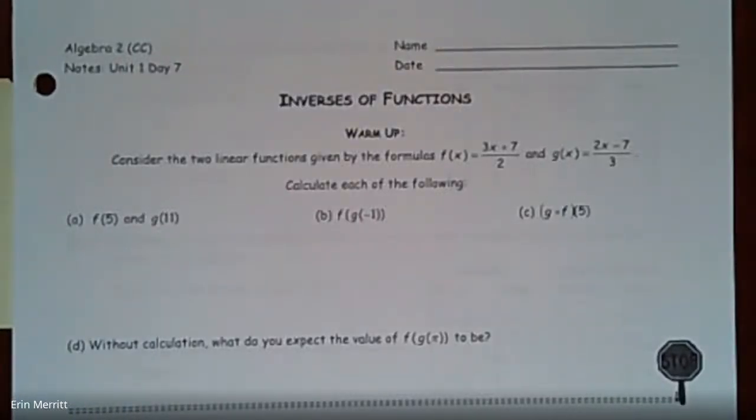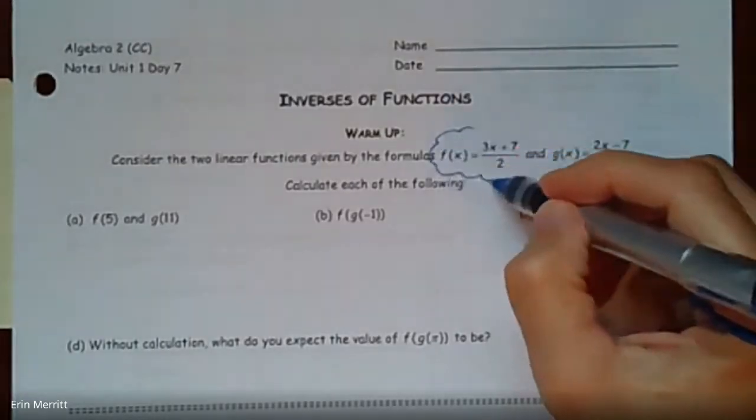Hi guys, day 7 of Unit 1, and we were talking about inverses of functions, which is probably a term you've heard of before. Not sure if you've ever actually calculated one, but it should at least sound somewhat familiar. So our first example kind of shows you what an inverse is. So you have f of x equaling (3x plus 7) over 2, g of x equals (2x minus 7) over 3. So these are the two little functions you're being given.